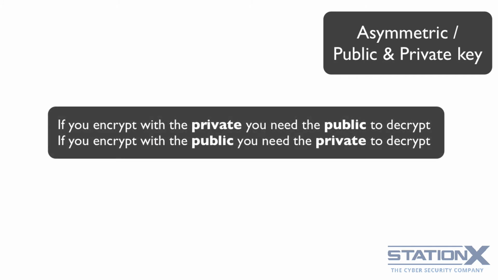So in asymmetric encryption, if a message is encrypted by one key, the other key is required in order to decrypt that message. If you encrypt with the private, you need the public to decrypt. If you encrypt with the public, you need the private to decrypt. It is not possible to encrypt and decrypt using the same key, and that's crucial. You always need the counterpart key to encrypt and decrypt.